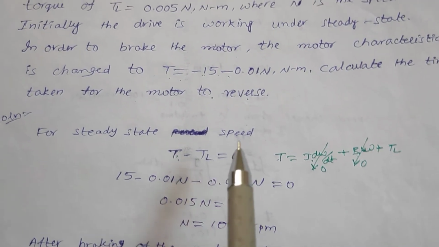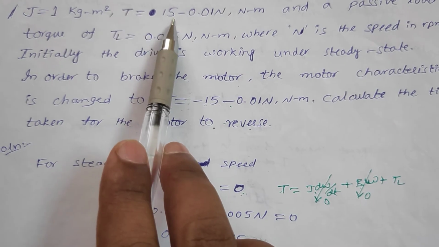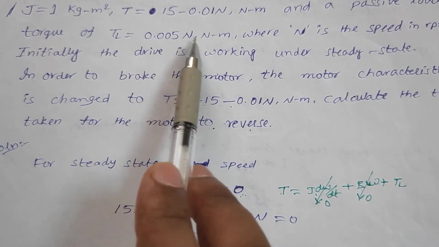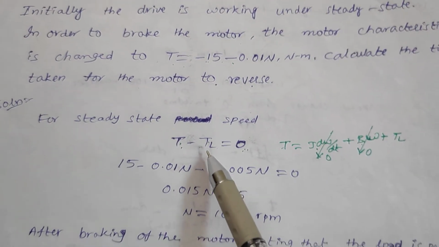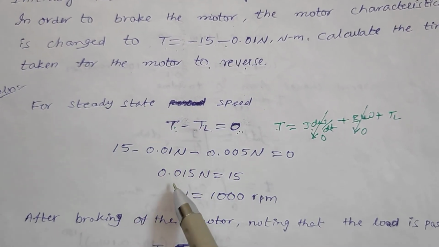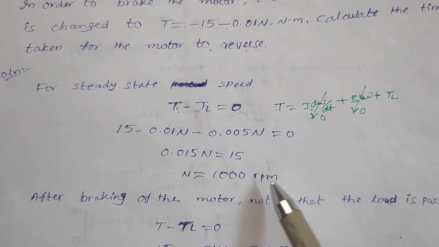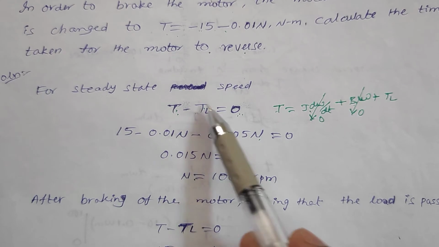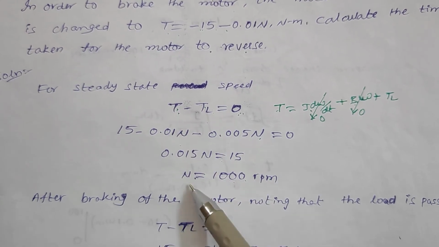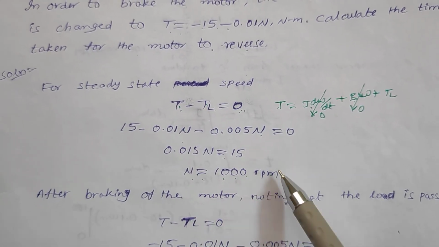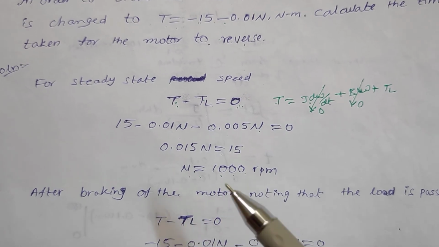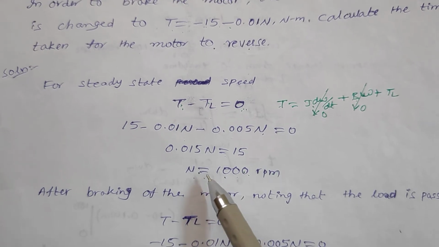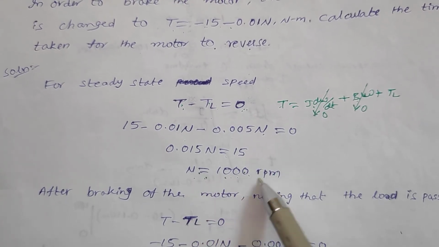By substituting T is equal to 15 minus 0.01 N and TL is equal to 0.005 N in this equation, we will get N is equal to 1000 RPM. There is just one variable, that is N. By solving this equation, we get N is equal to 1000 RPM. So this is the initial speed. Before speed reversal, the initial speed of the drive is N is equal to 1000 RPM.